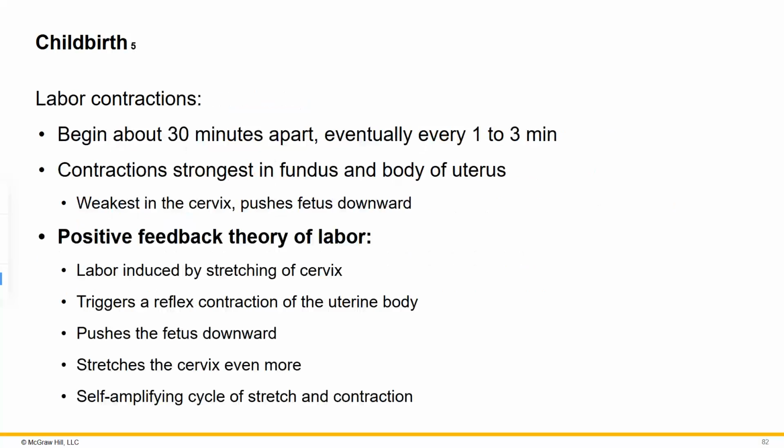Labor contractions begin about 30 minutes apart, eventually every 1 to 3 minutes. Contractions are the strongest in the fundus and body of the uterus, and weakest in the cervix, which pushes the fetus downward. Positive feedback theory of labor: labor is induced by the stretching of the cervix, which triggers a reflex contraction of the uterine body, pushes the fetus downward, and stretches the cervix even more, a self-amplifying cycle of stretch and contraction.